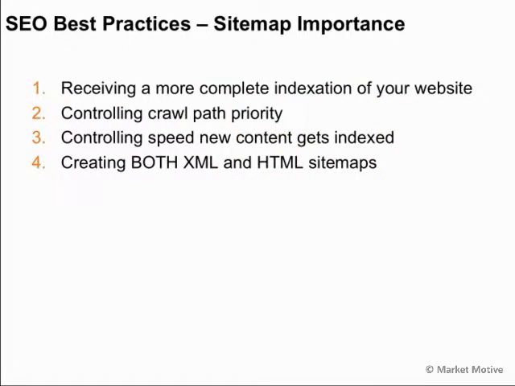So the importance of these sitemaps is that you're receiving the more complete indexation of your site. This is where the search engines are going to hit first. It's the first point of entry for those robots a lot of time, and you need both the XML and HTML signals for the search engine. It helps with the speed that new content gets indexed, and it helps to control that path priority and send the search engines in the right direction.